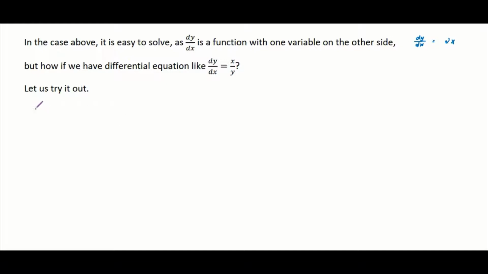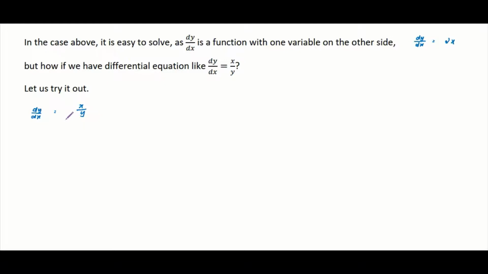So we have dy/dx equal to x over y. The problem we are having now is that if I straight away integrate with respect to x, then I cannot do anything for the y here because y is not a constant. I cannot treat x as the variable and y as the constant and continue to solve it. So how am I going to do this?